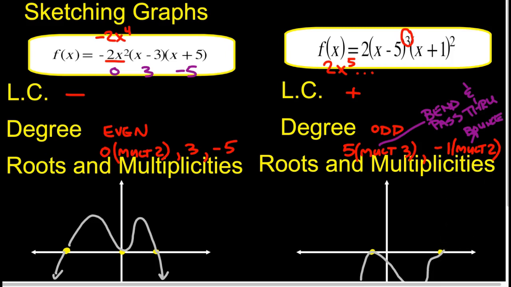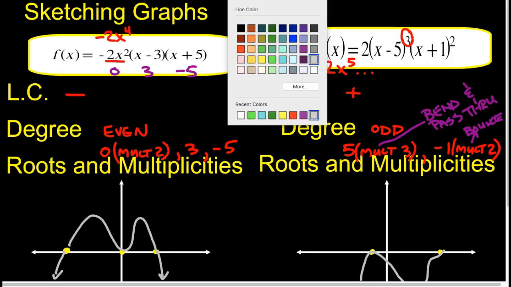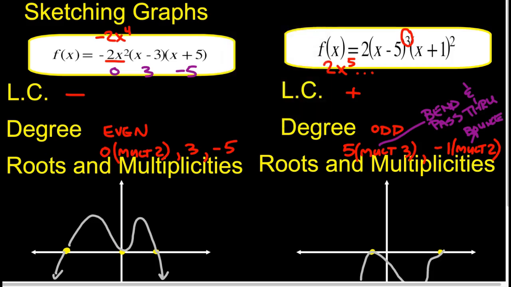But it's not odd degree in 1. It's odd degree in 3. So if it's like 3 or 5, it's going to do a little bend when it hits the root.